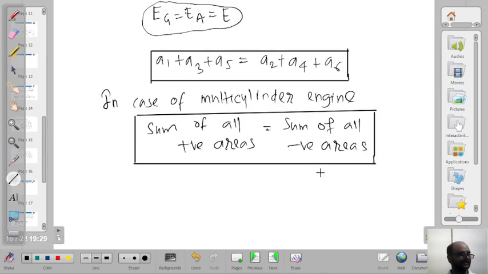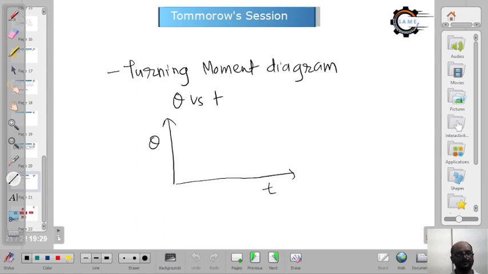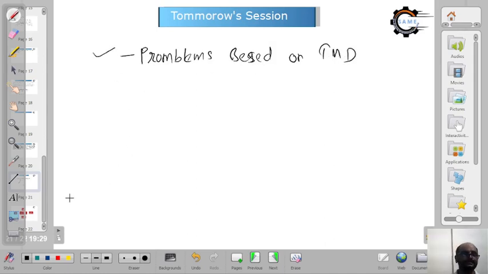Okay guys, then I think with this we will stop for today's class. In the next class we will continue with the problems based on this turning moment diagram. Right, we'll take the problems in tomorrow's session. Okay, this thing we will see in tomorrow's class.